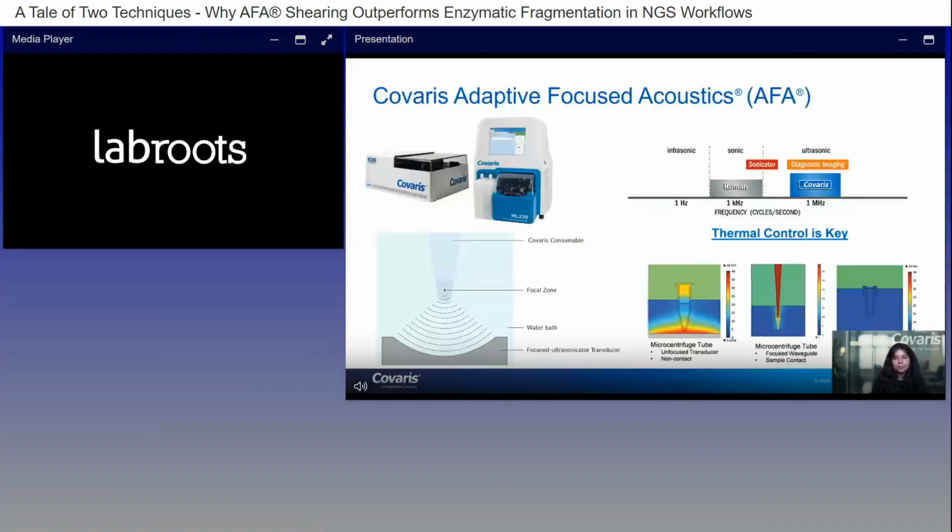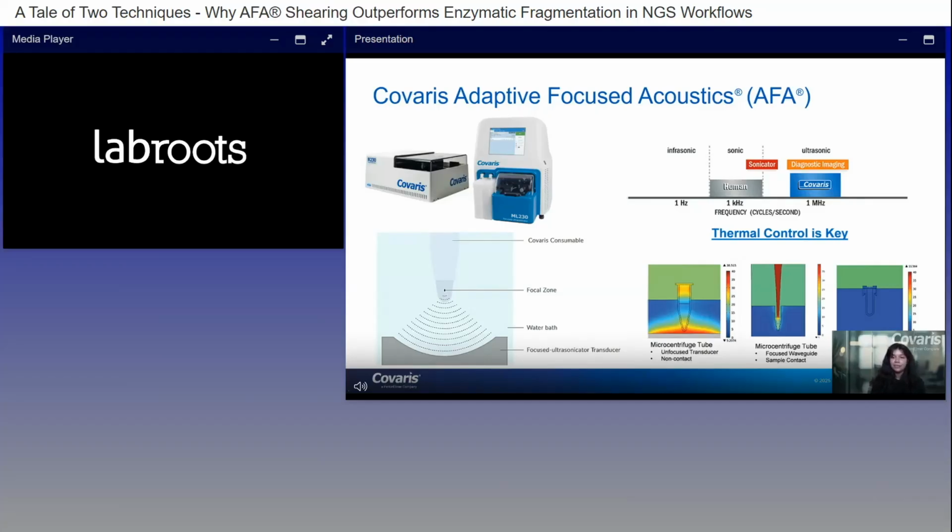And at Covaris, we have really optimized this acoustic sonication with our Adaptive Focused Acoustics, or AFA. Now, this is the technology that is at the heart of our ultrasonication instruments. Every Covaris ultrasonication instrument has a component known as the transducer. The transducer delivers acoustic energy in a geometrically defined pattern through your water bath to hit the focal zone of your Covaris consumable. In this way, we can deliver precise, reproducible bursts of energy to your sample.